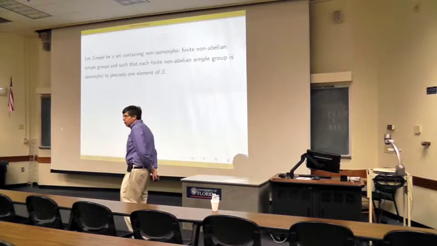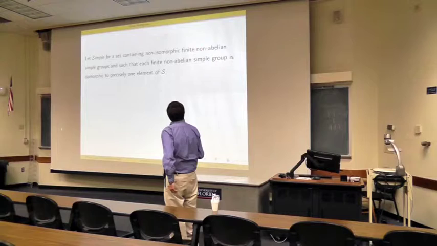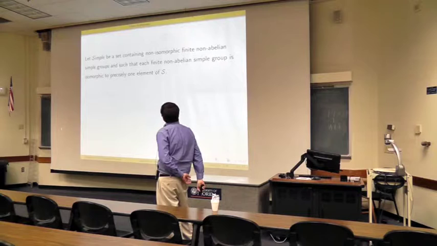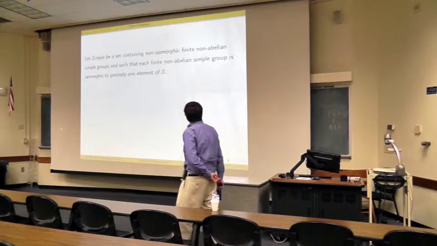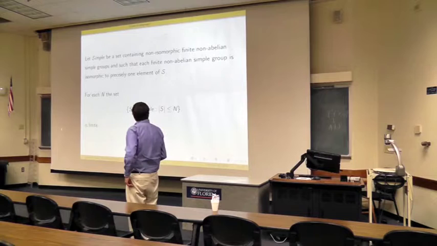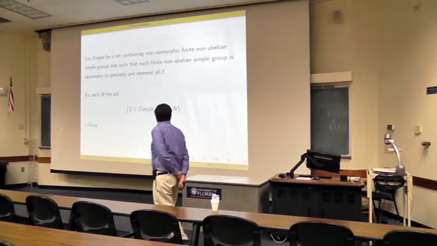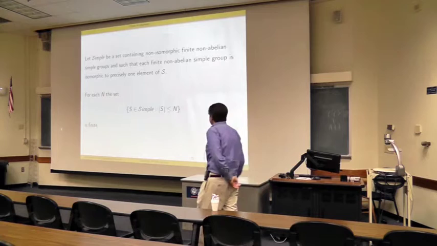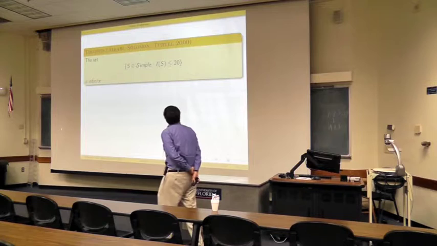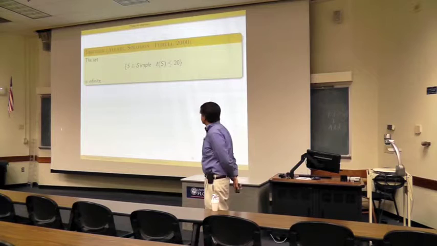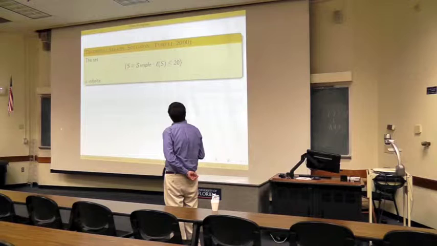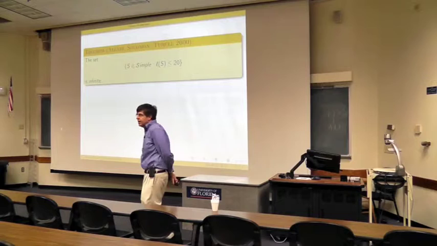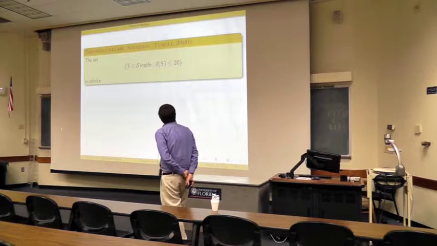So I'd like to now look at the set of all non-abelian finite simple groups. I'll call this set S, the set of all these groups, picking one up to isomorphism. If you look at the set of all elements in the set whose order is less than or equal to n, then of course you get a finite set. This is elementary. However, in 2000, we had a theorem with Krishna, Solomon, and myself, that says that the set of finite non-abelian simple groups whose length of the longest chain is at most 20 is an infinite set.